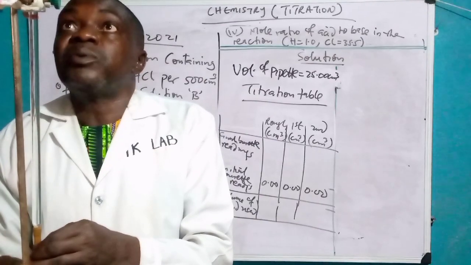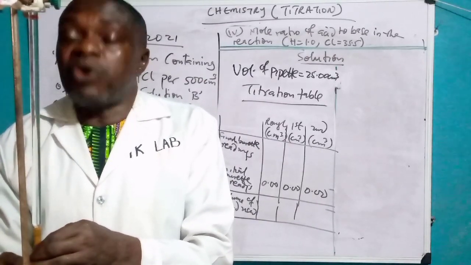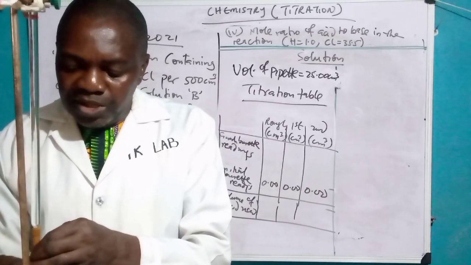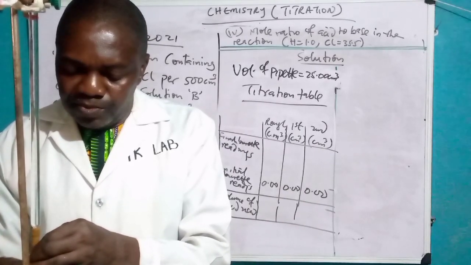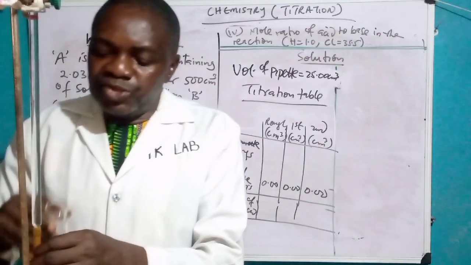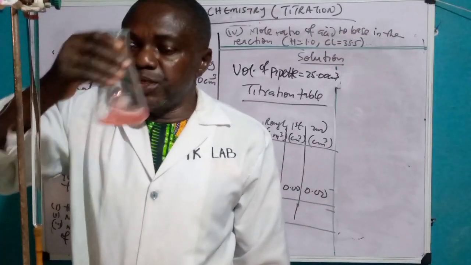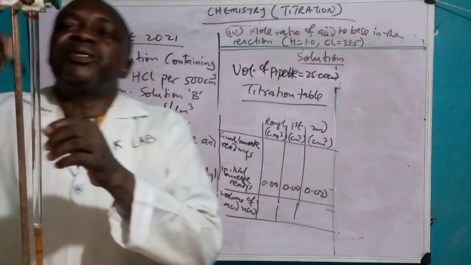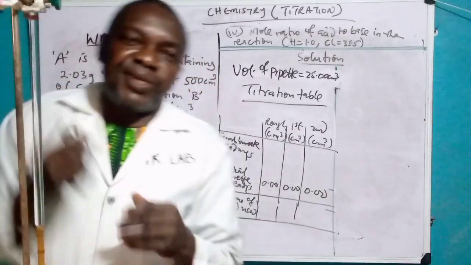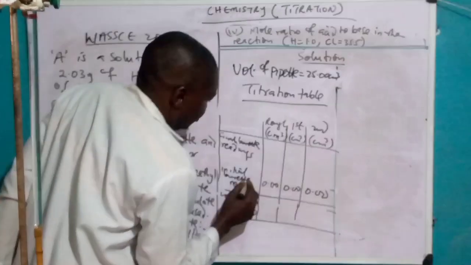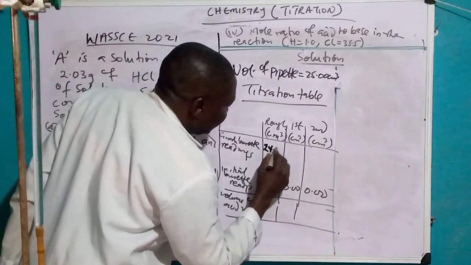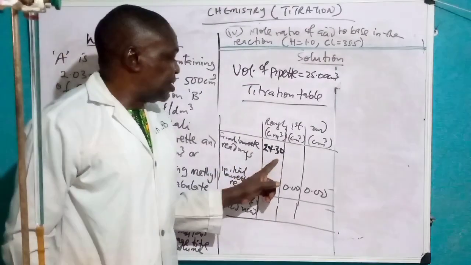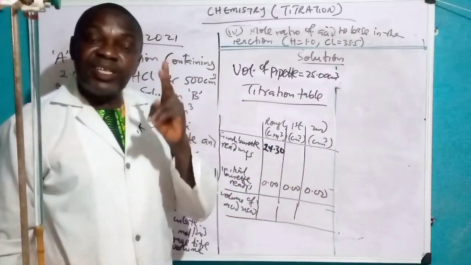As you are pouring in the acid, you don't need to watch up, just be looking at your solution. Once you see the color change, you stop. You see it has changed to orange, from yellow to orange. So what we now do, we now take the reading, 24.3. Final 24.30. If you use 24.3, listen very well, you start losing 1 mark. It's supposed to be 2 decimal places.